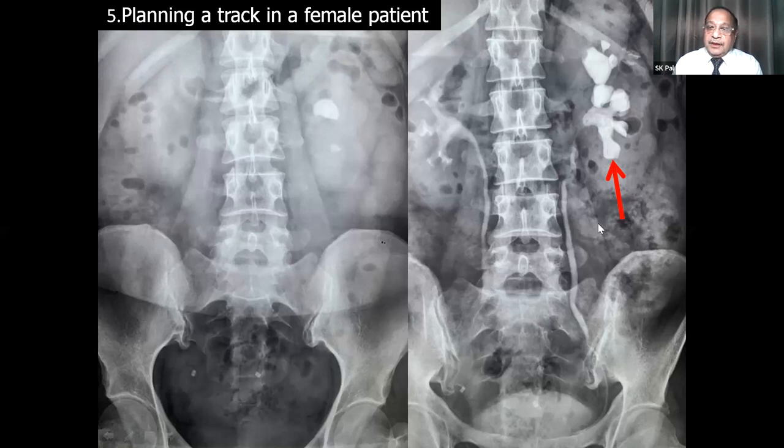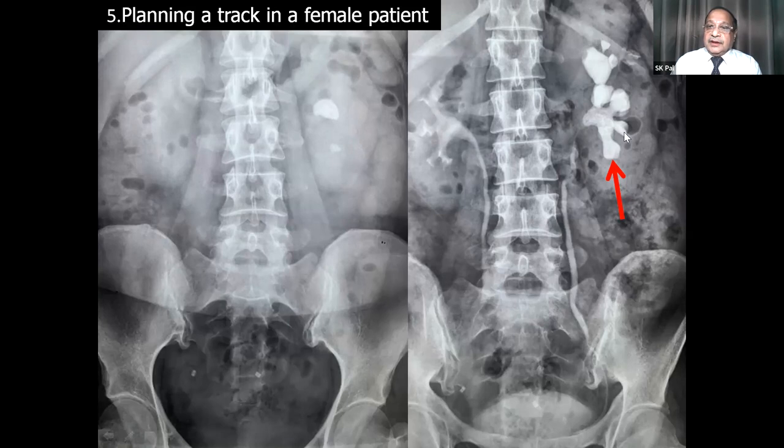And this thick female might have big buttocks also. And if I enter from here, the buttocks will come on my way in a prone position. This is the prone film. So buttocks will come on my way. And therefore, the maneuverability of my nephroscope will be jeopardized.